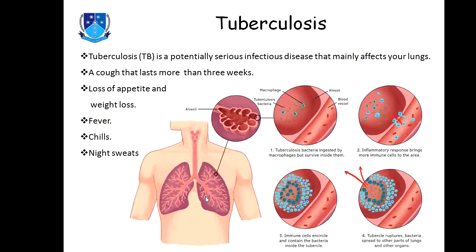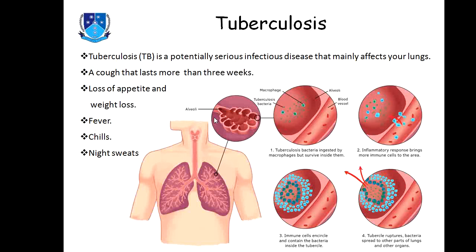And this one represents tuberculosis, and tuberculosis is actually caused by Mycobacterium tuberculosis, and this is an infectious disease which affects the lungs and some other parts of the body as well. In tuberculosis, the cough lasts for more than 3 weeks, and there is loss of appetite and loss of weight also, and there is fever, chills, and night sweats as well.